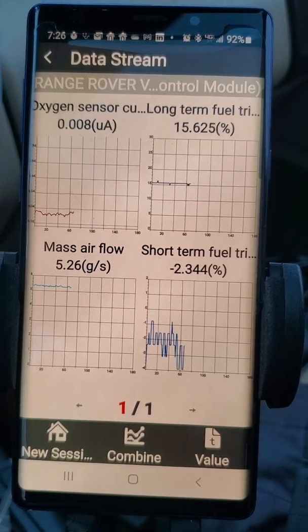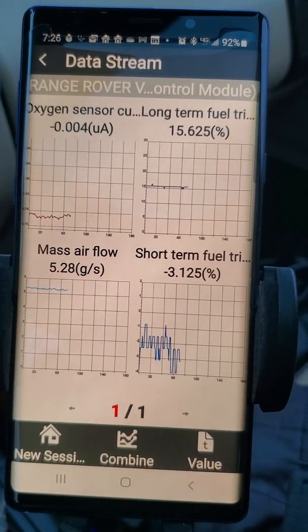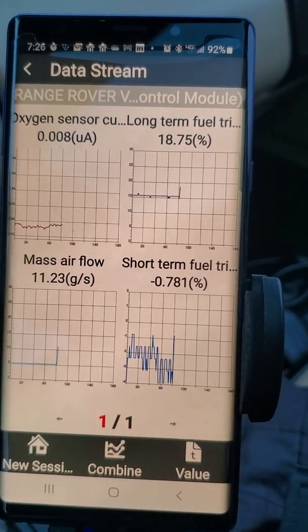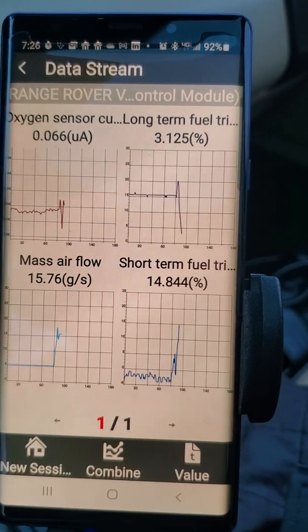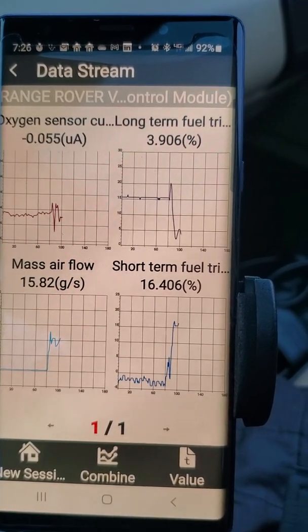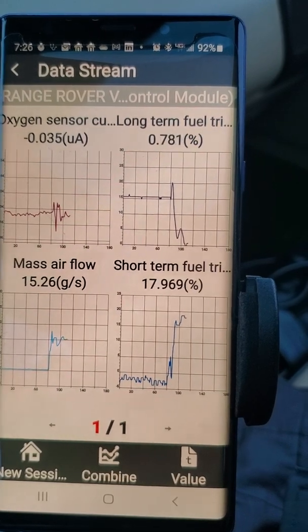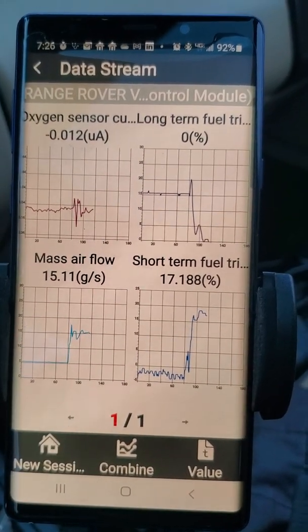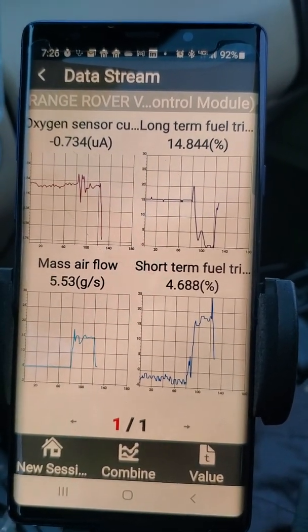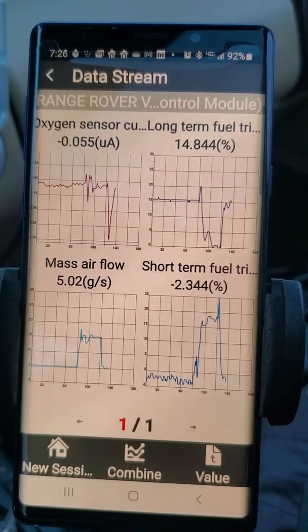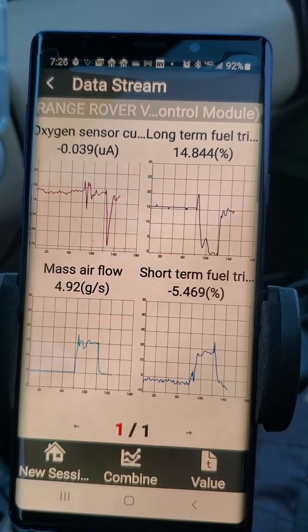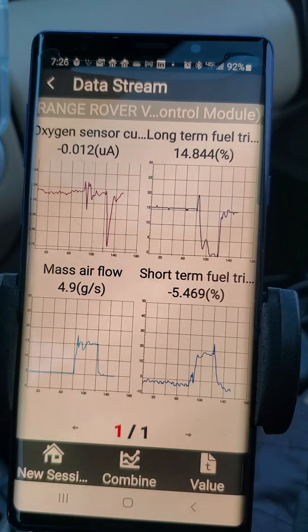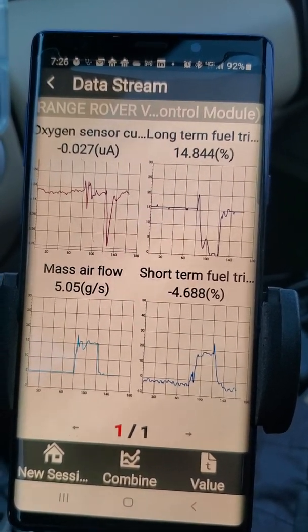At idle, increase the RPMs to 2000 while the car is in park. Now 2200 RPMs. Come back down, back to idle, which is roughly 710 right now.